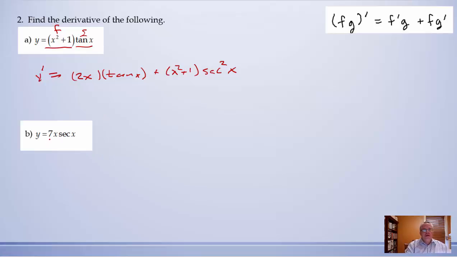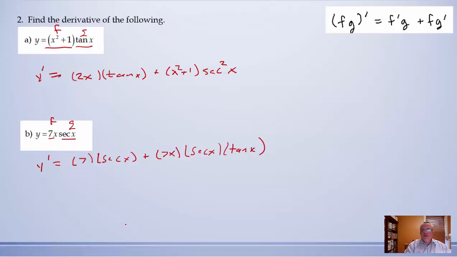All right, let's do the next one. I'm going to consider the 7 times x as the first function. That's f, times secant of x. That's g. So when we use the product rule, y prime is going to be f prime times g. The derivative of 7x is just 7, times g, plus f, which is 7x, times g prime. The derivative of secant we just derived is secant x times tangent x.